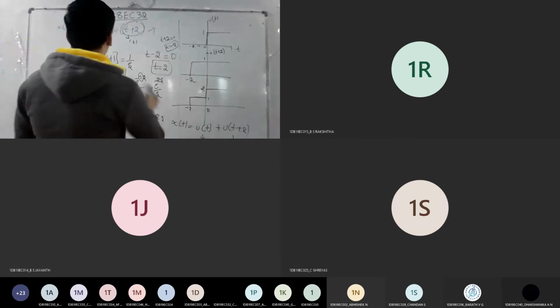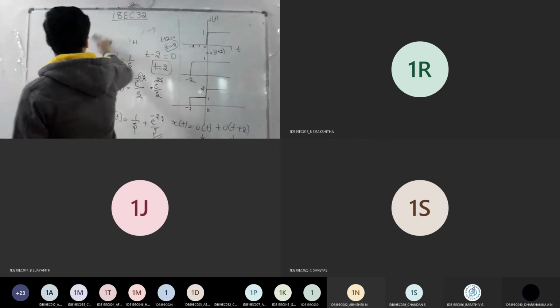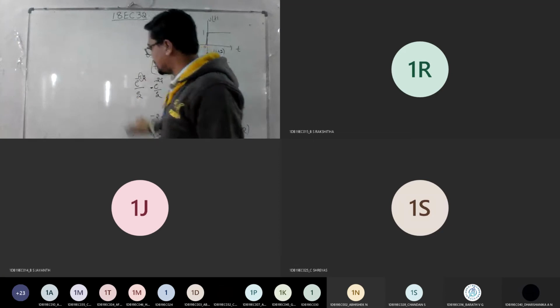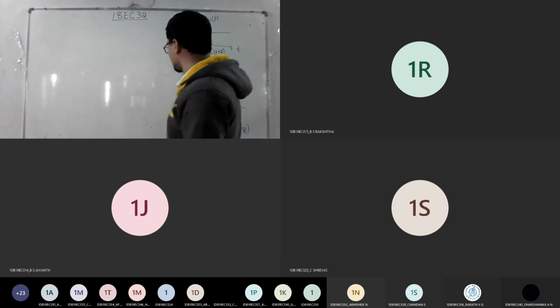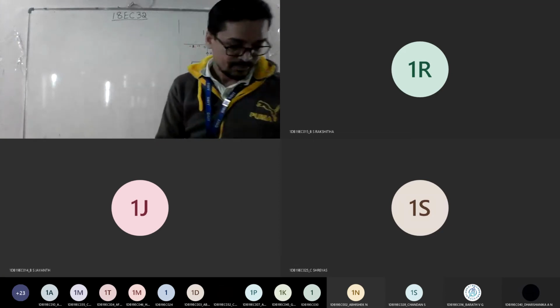Okay. So let me give one problem now. I want you to solve this. I'm not going to give any equation now. Straight away I will give one waveform for you. I want you to sketch it. Okay. So what is the question?